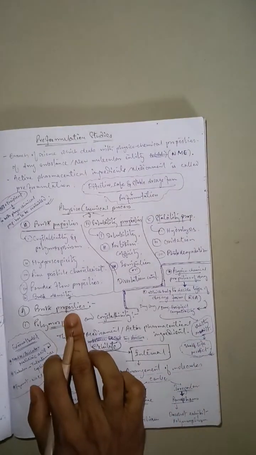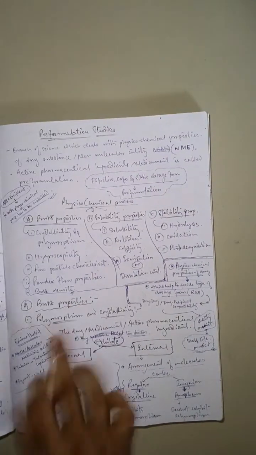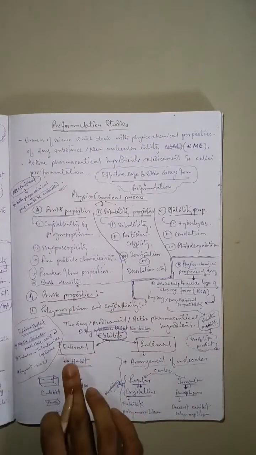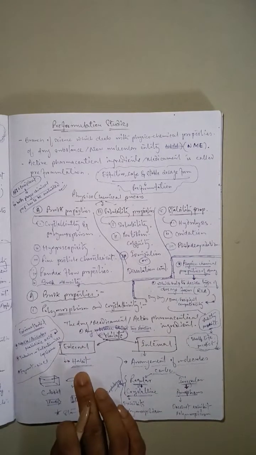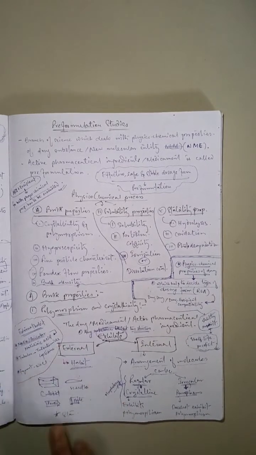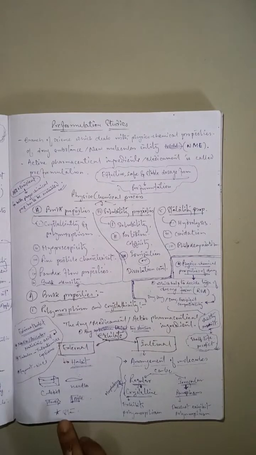Next, bulk properties. In these bulk properties, we have already studied polymorphism. Polymorphism means more than one structure. In polymorphism, there is an internal structure and an external structure. The external structure is called habit. The external habits are of different types: cuboidal, needle, pencil, plate-like, and star shape.